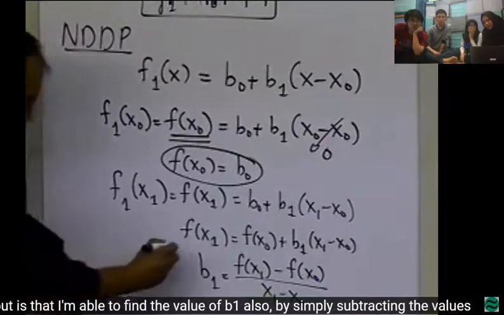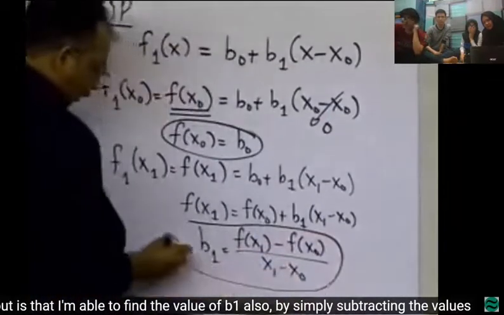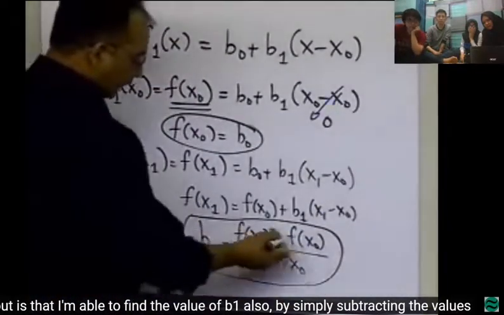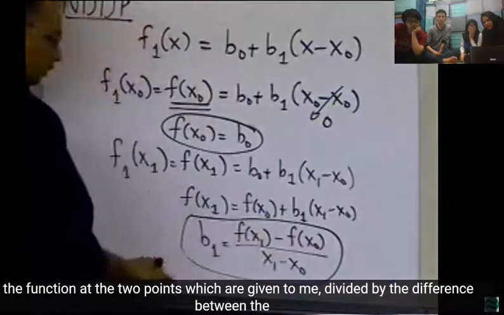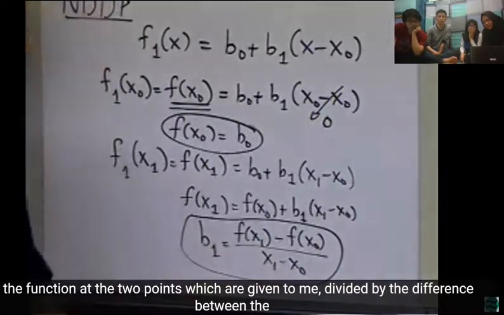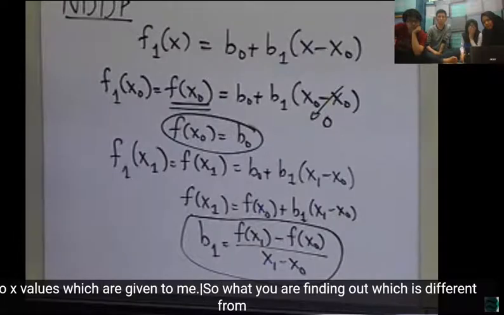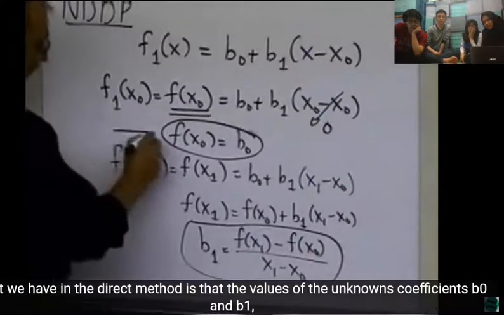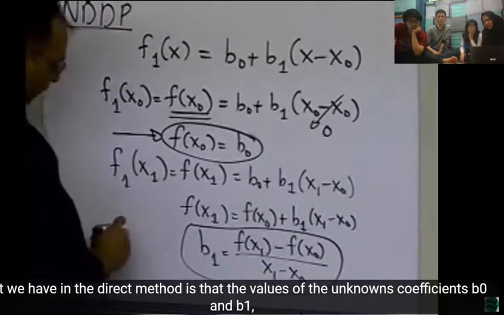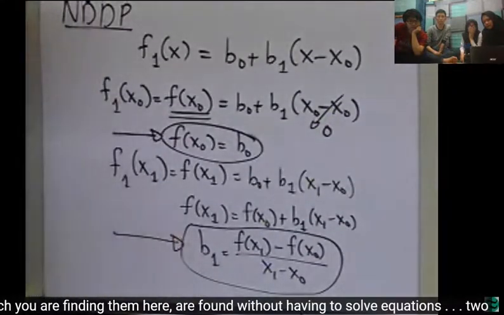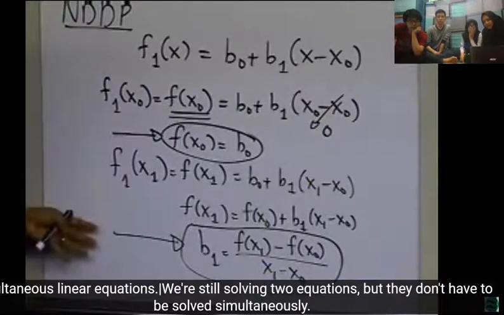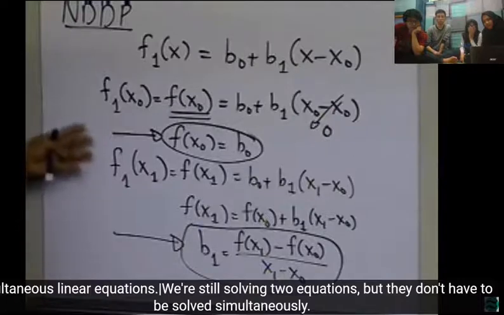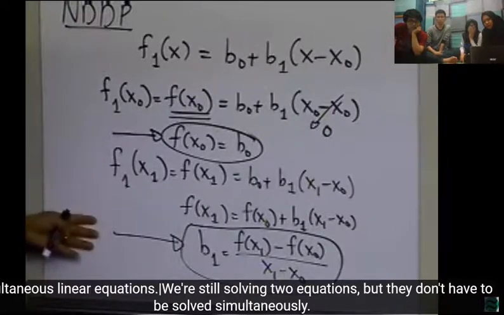So what you're finding out is that I'm able to find the value of b sub 1 also by simply subtracting the values of the function at the 2 points that are given to me divided by the difference between the two x values which are given to me. What's different from the direct method is that the values of the unknown coefficients b naught and b1 are found without having to solve two simultaneous linear equations. We're still solving two equations, but they don't have to be solved simultaneously.